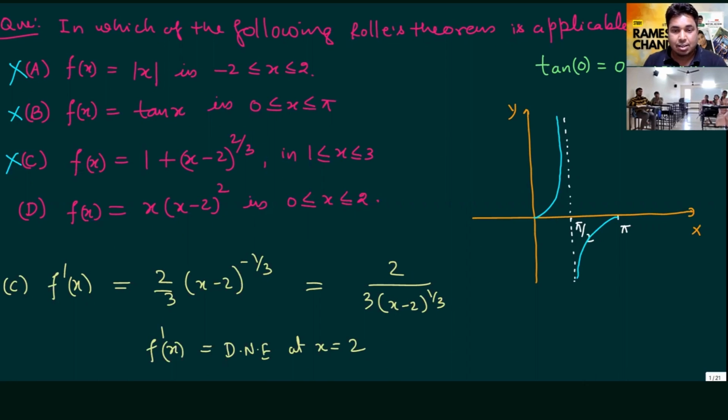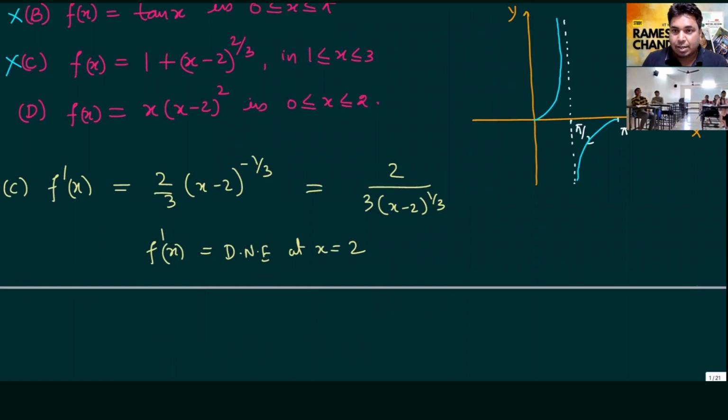Yes, it is true. You can see this has become a polynomial function. A polynomial function is continuous and differentiable everywhere. What you need to check here is the equality part. So f of 0 is equal to 0 and f of 2 is also 0. You can see f of 2 is also equal to 0. So Rolle's theorem will be applicable in this part.